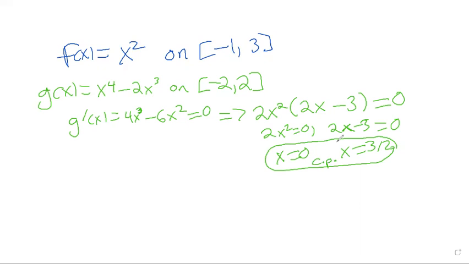So first things first, do they lie in the interval? 0 is on the interval because it's between -2 and 2. And 3/2, which is 1.5, well, that's also in the interval. So that means we have to test the two critical points and the two endpoints. It doesn't matter which order you do it in. Let's do the critical points first. So g of 0, I plug in 0 for x. Well, that gives me 0. That's a simple calculation.